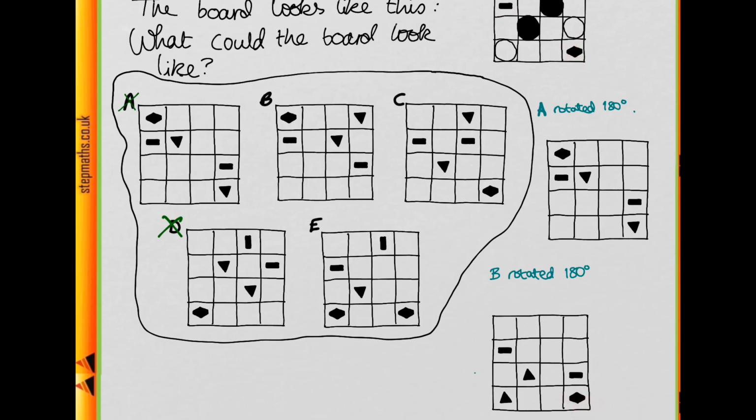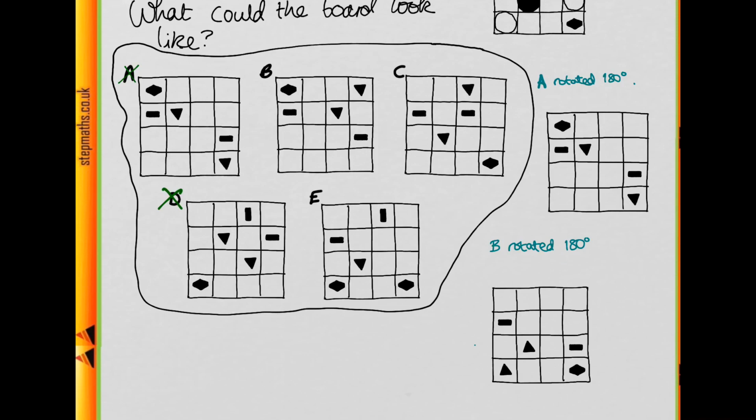So let's look at the other shapes. So this triangle could be here because it's covered by a counter. This triangle could be here because it's also covered by a counter. And the same with this shape, this square is covered, so these three could be where they are. And so in fact we see that B could well be our correct answer. So let's just put a little question mark by B. That looks like it's the right solution, but we're just going to check C and E as well to make sure we can definitely rule them out.